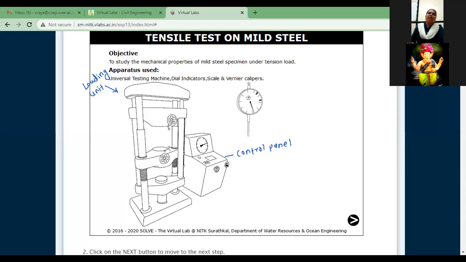In the loading unit, there are three crossheads present. This is the upper crosshead. This is the intermediate or middle crosshead, and this one is the lower crosshead. For the middle and upper crossheads, there are two jaws. These jaws are provided for adjusting the distance between two crossheads. This is our loading unit.